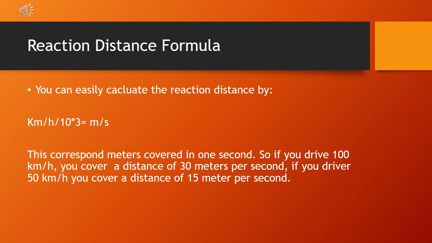You can easily calculate the reaction distance by taking the speed in kilometers per hour, dividing by 10 and multiplying by 3. The outcome of the formula will be the distance covered in meters per second. So if you drive 100 kilometers per hour, the car covers a distance of 30 meters per second. If you drive 50 kilometers per hour, the car covers a distance of 15 meters per second.